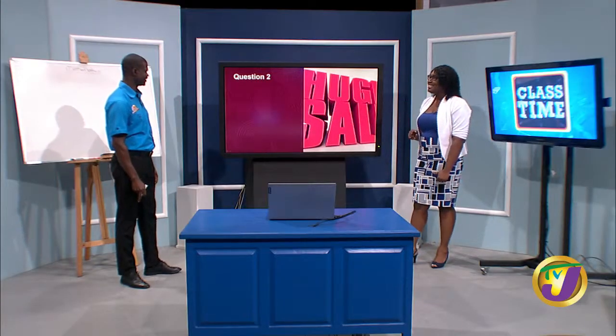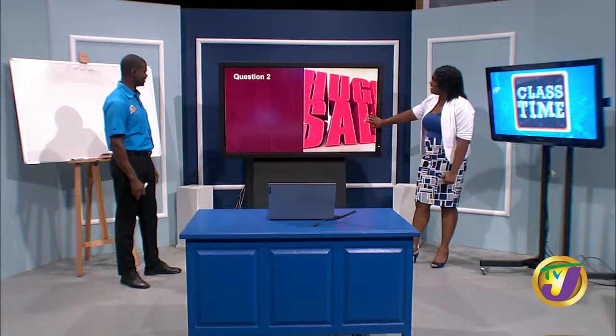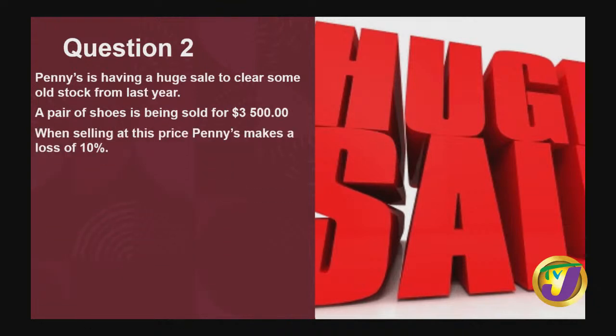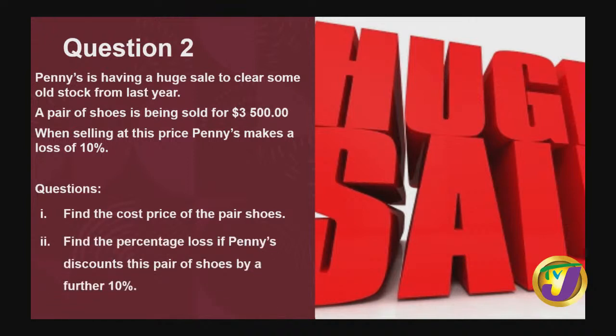All right, so now let's look at question 2. The first thing that pops up is huge sale. Penny's is having a huge sale to clear some old stock from last year. A pair of shoes is being sold for $3,500. When selling at this price, Penny makes a loss of 10%. We're being asked to find the cost price of the pair of shoes, and also to find the percentage loss if Penny discounts this pair of shoes by a further 10%.